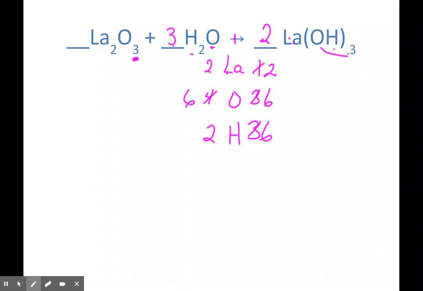A lot of these things you're just going to have to guess and try different things and go back and forth. So we fixed our oxygens, but now our hydrogens we have changed. So now that's a 6, and so we are balanced. So 1, 3, 2 are my coefficients.